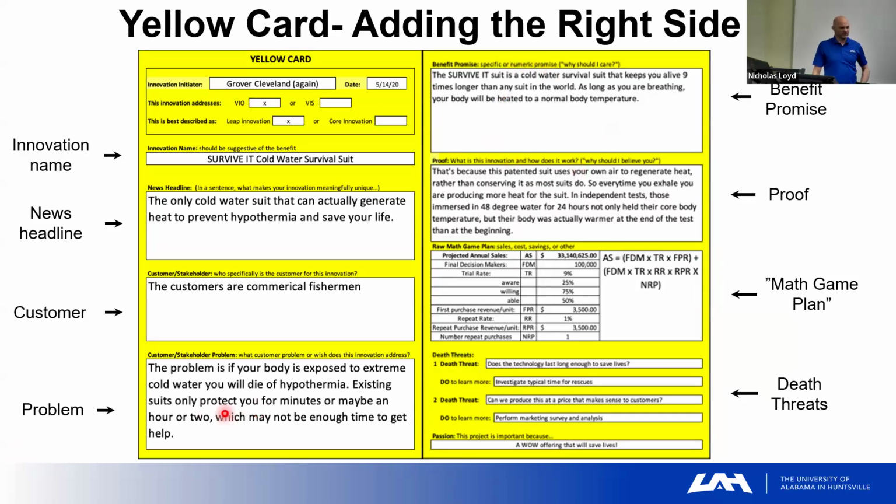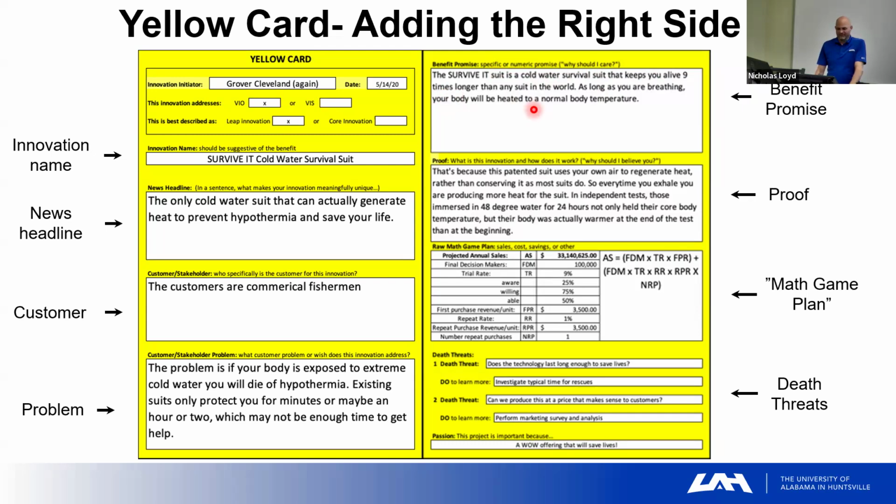So this is all great. It's a good thing to say we can solve a problem, but how can we actually convince people that we can? The benefit promise should answer the question to the customer if they ask, why should I care? Why should you care? The Survive It suit is a cold water survival suit that keeps you alive 9 times longer. Okay, I care about that. Than any suit in the world. As long as you are breathing, your body will stay at normal body temperature.